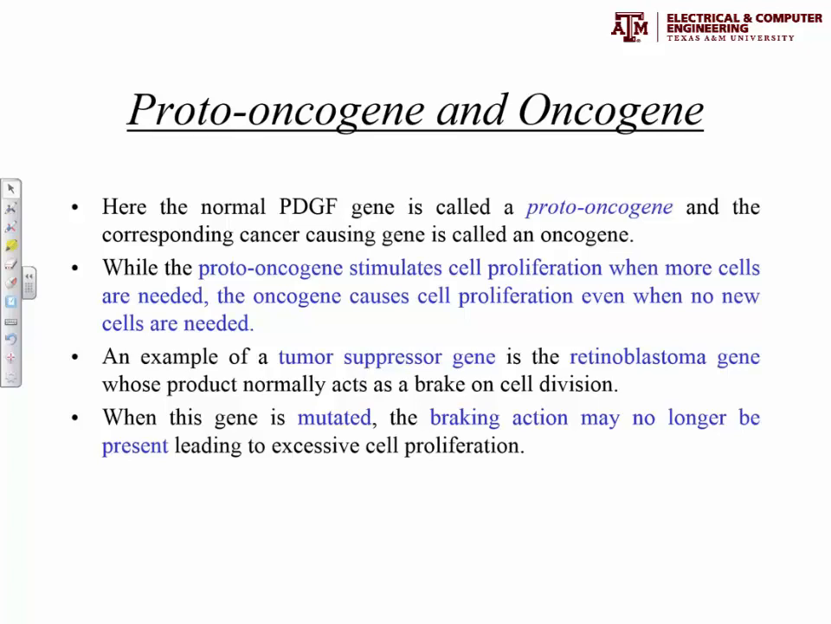Now, another example of a tumor suppressor gene is the retinoblastoma gene, whose product normally acts as a brake on cell division. We talked about this a short while ago, right? Now, when this gene is mutated, the braking action may no longer be present. So normally the braking action is there, but to get rid of the braking action, you need the growth factors, right? But if this retinoblastoma gene is mutated, maybe even without the growth factors, the braking action is removed, right? And then the cell can proliferate, right? So it could lead to excessive cell proliferation.